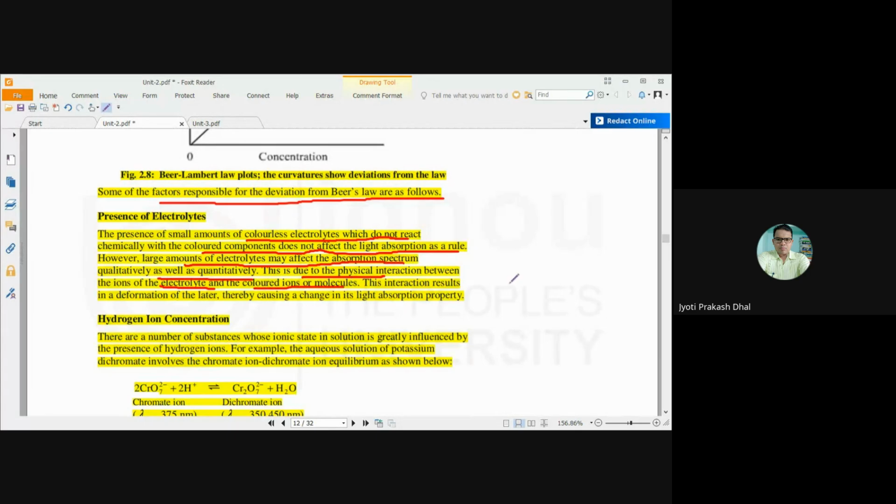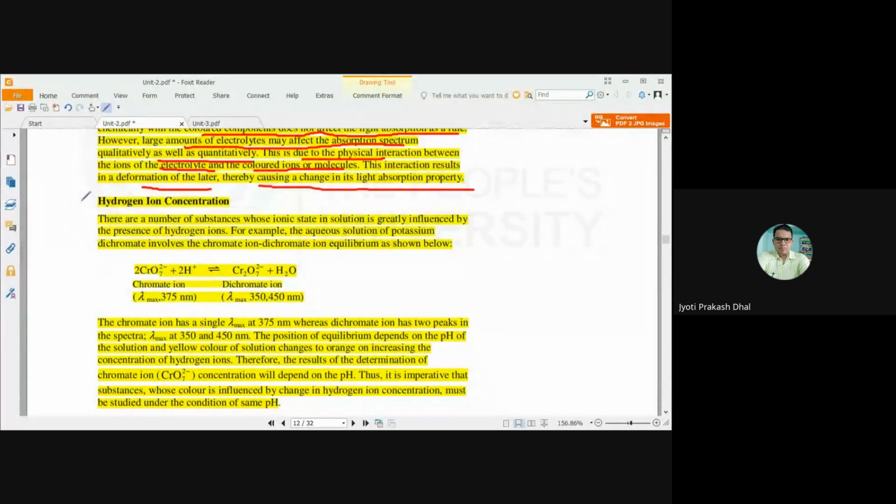So due to the interaction between the colorless ions of the electrolyte and the molecules, there will be a chance of positive or negative deviation. This interaction results in a deformation of the curve, thereby causing a change in the light absorption property. And another cause of deviation is hydrogen ion concentration.